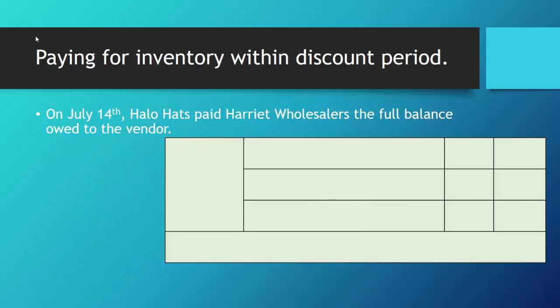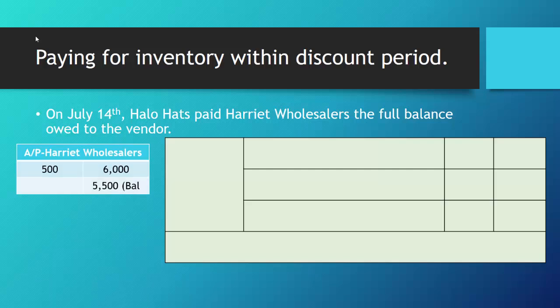On July 14th, Halo Hats is going to pay Harriet Wholesalers the full balance that we owe to them at the time. Well, let's look at our T account for AP Harriet Wholesalers. When we originally made the purchase, we put the payable on the books for $6,000. However, we're returning $500 worth of inventory to them, which means we don't owe them the full $6,000 anymore. We owe them $5,500. So on July 14th, when we make this payment, the first thing we need to do is take that payable off the books by debiting it for the amount that is on our books, which is $5,500.